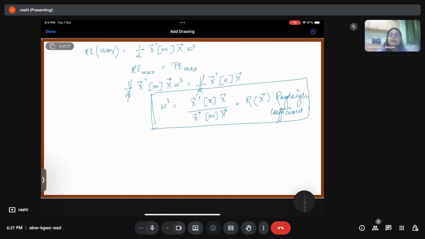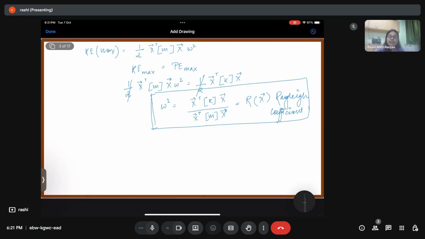Omega square. See here, the omega square is definitely the fundamental frequency because we are equating the maximum energies, right? If it would have been a damped system, then this omega would not give us the fundamental frequency, and we cannot even equate the kinetic energy and potential energy when we are dealing with a non-conservative system. So this is what we are going to get.